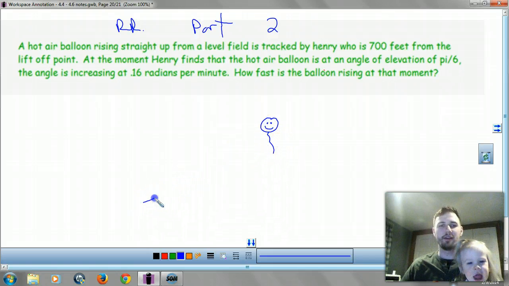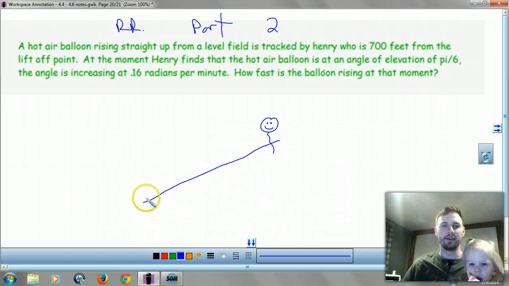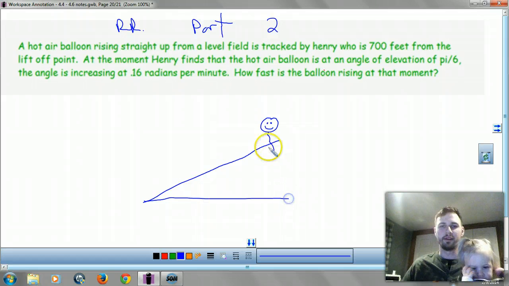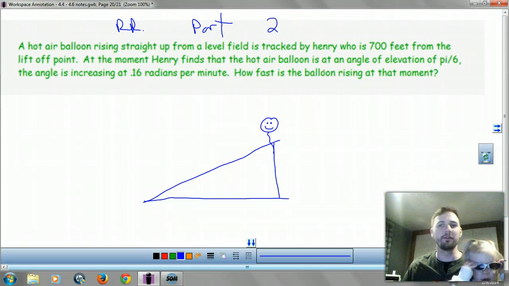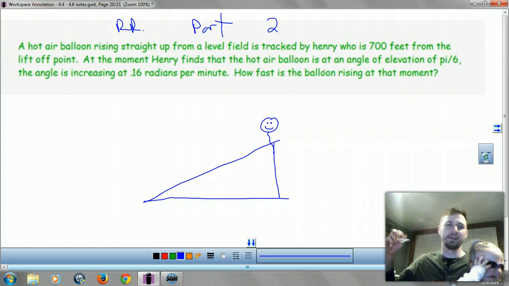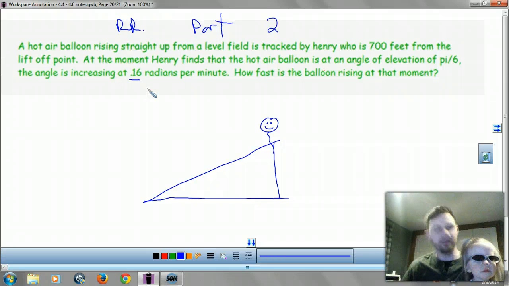Yeah, so you have a hot air balloon rising up from a level field, and it's being tracked by someone named Henry, who is 700 feet away from the liftoff point. At the moment, Henry finds the hot air balloon at an angle of elevation of pi/6. The angle is increasing at 0.16 radians per minute. How fast is the balloon rising?